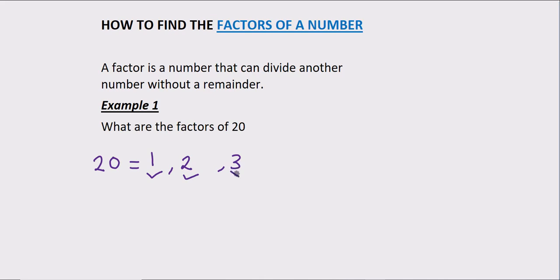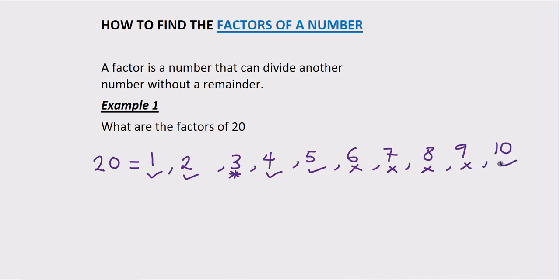Can 3 divide through 20? No, doesn't work. Can 4 divide through 20? Yes. Can divide to give us 5. And can 5 divide through 20? Yes. Can 6 divide through 20? No, it doesn't work. 7? No, it doesn't work. Can 8 divide through 20? No, it doesn't work. Can 9 divide through 20? No, it doesn't work. Can 10 divide through 20? Yes. 20 divided by 10 gives us 2.